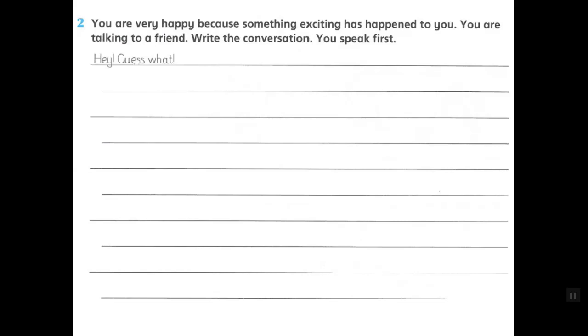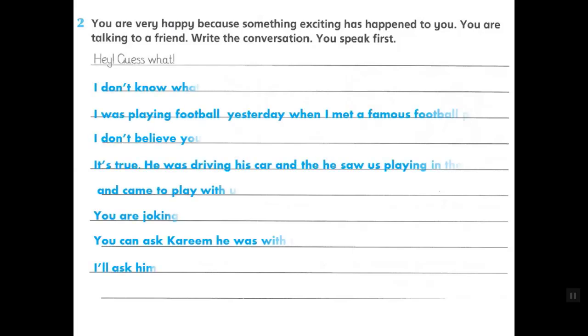Next exercise. You are very happy because something exciting has happened to you. You are talking to a friend. Write a conversation. You speak first. You say, hey, guess what? I don't know what. I was playing football yesterday when I met a famous football player. I don't believe you. It's true. He was driving his car and he saw us playing in the park and came to play with us. You are joking. You can ask Kareem. He was with us. I will ask him.